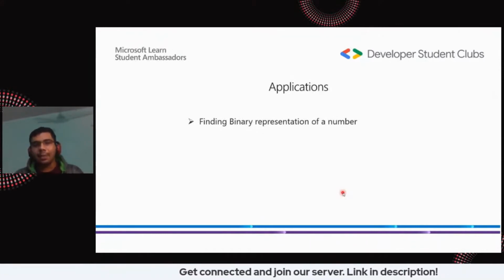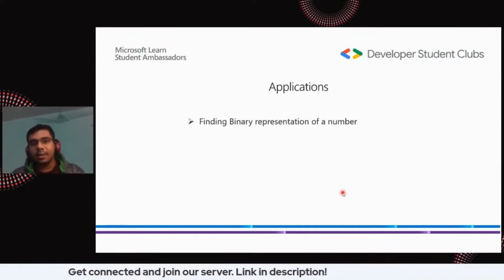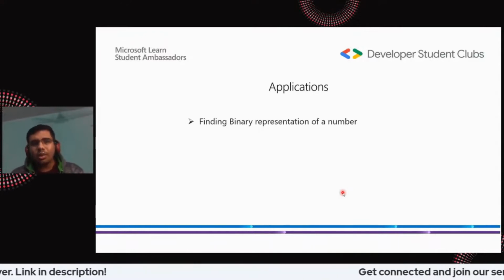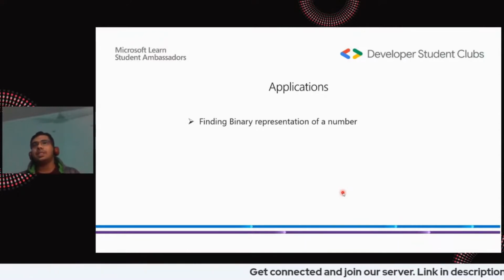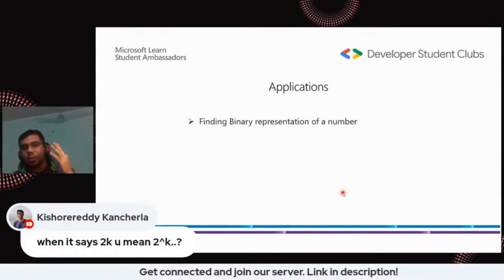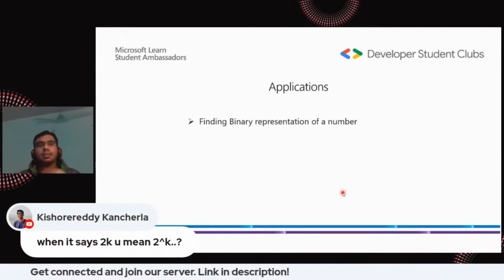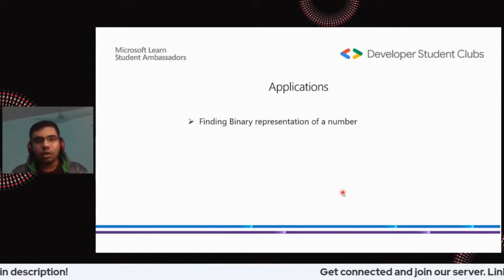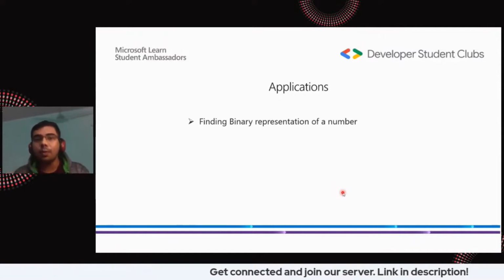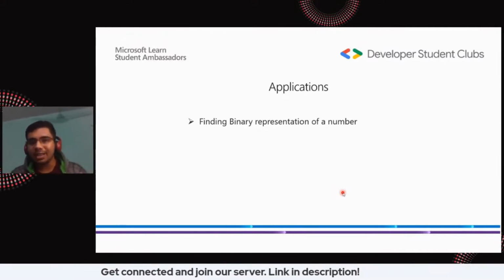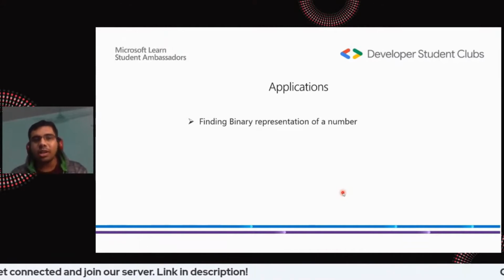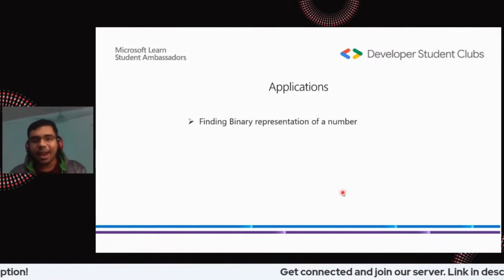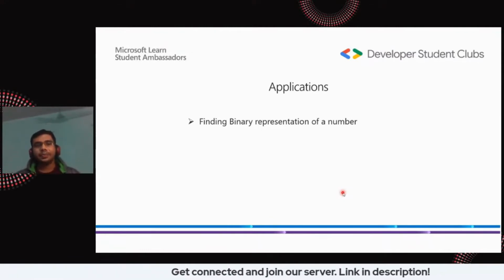Now let's look at some of the applications. There comes the basic understanding of how you can use this concept. First, we'll try to find the binary representation of a number. We will do it by manipulating the bits. But in case you remember how to convert a decimal number to binary in C++, Java, Python, or whatever language you know, write in your comments how you would do it. I'm looking at it.